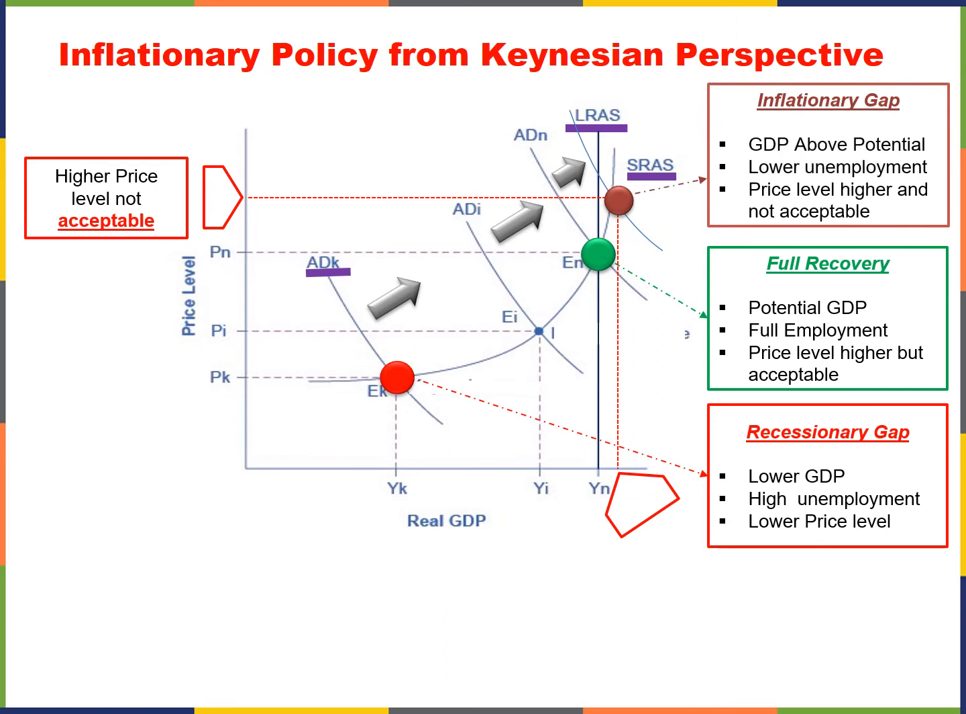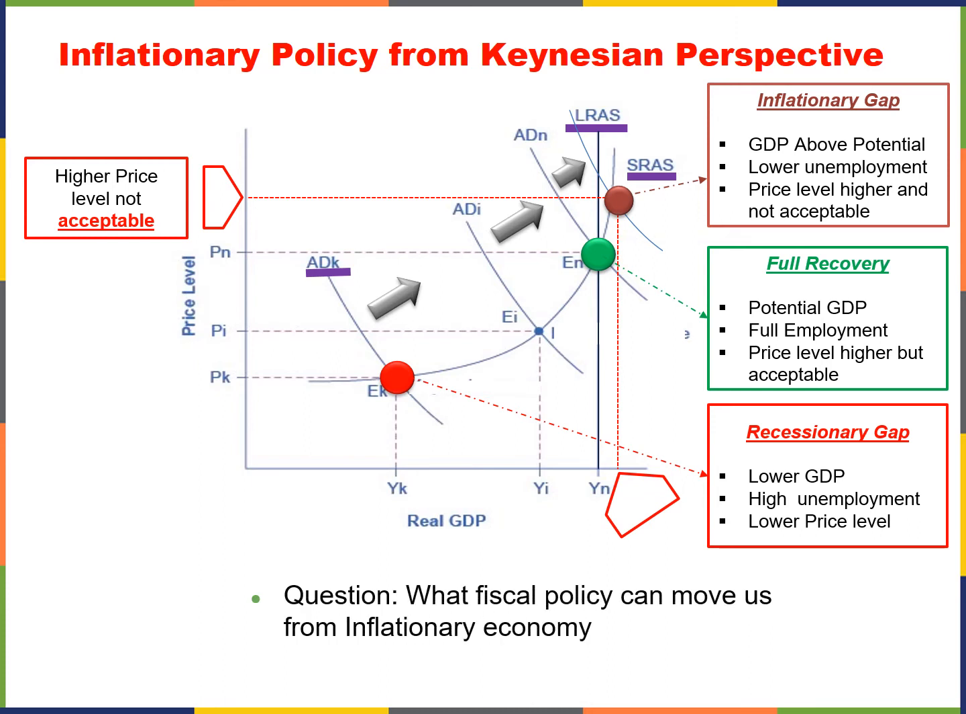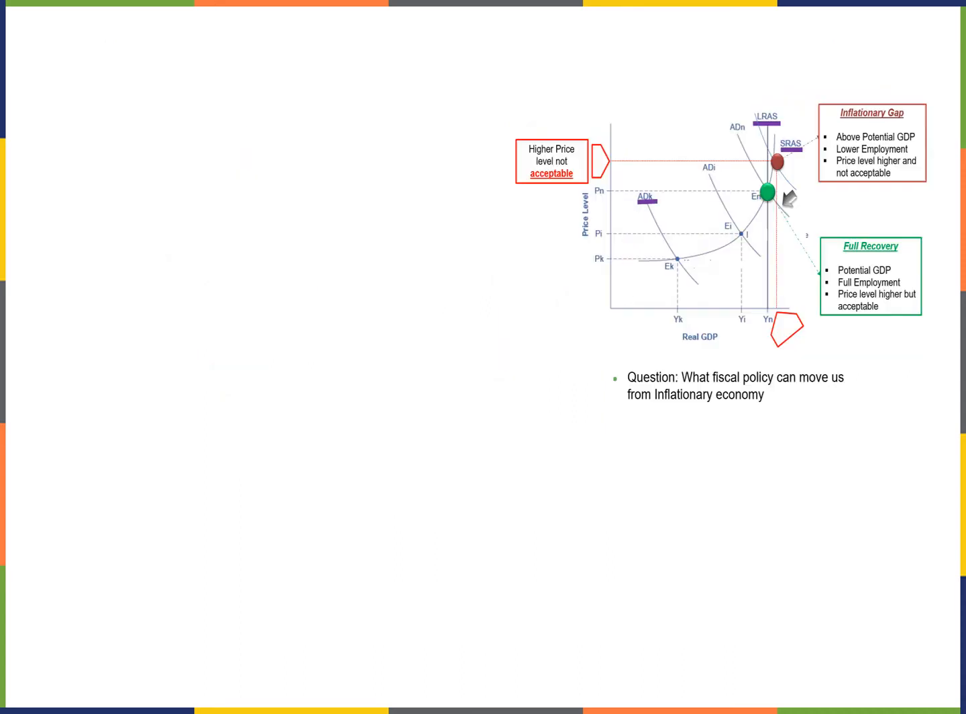For that reason, that equilibrium is understood to be an inflationary gap, where GDP is above potential, unemployment is lower, but the price level is a little too high. So the question here is, what fiscal policy can move us out of an inflationary economy? As you can see on our diagram, the inflationary policy is to move us from the inflationary gap to full recovery because of the price level.